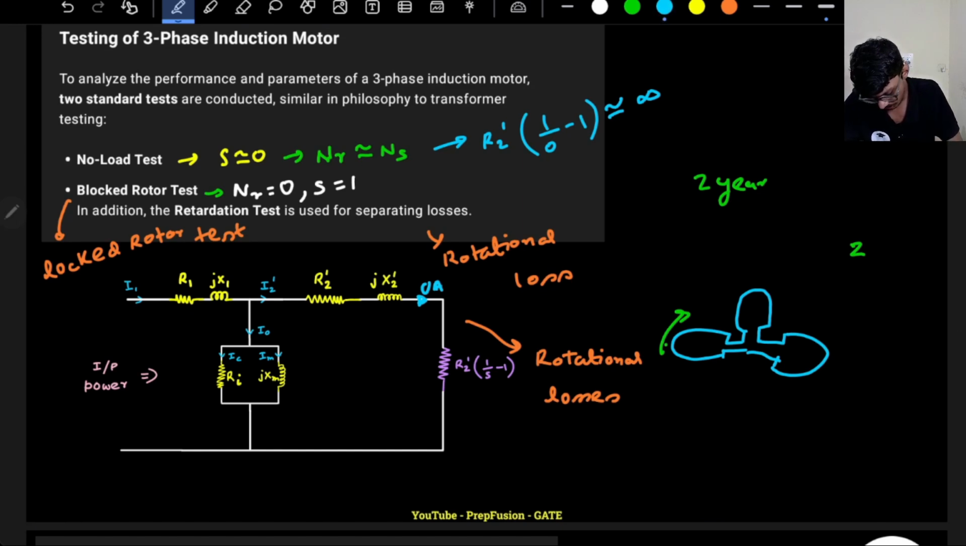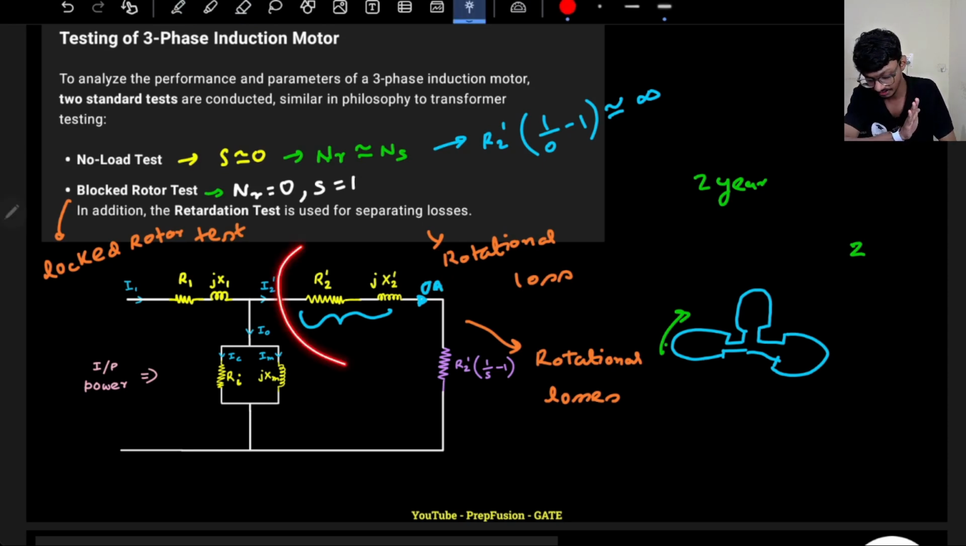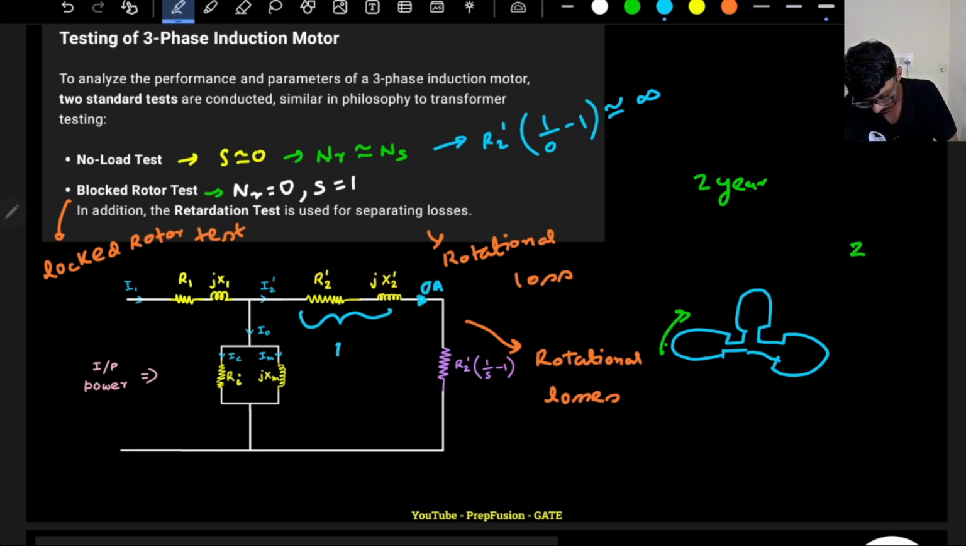So now what I can say is that we can neglect the copper loss here, right? Because on the rotor side, current will flow but a very low amount of current. Remember, this is the rotor side. All this whatever I have written is referred to the stator side, but the rotor copper loss will be very low.